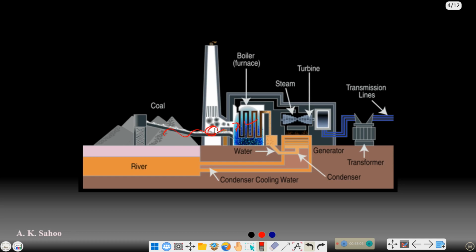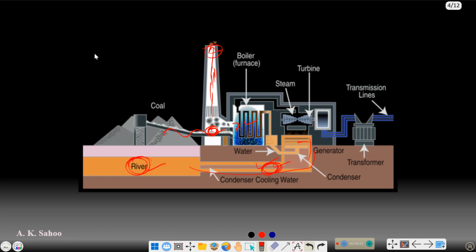When we are burning coal, there will be some flue gases that will be going out through this. Here again, we are trying to condense the steam, that means we are trying to convert the vapor into liquid water. For that, we are taking cold water from the river and giving it to the condenser, and this cold water takes the heat from the steam.